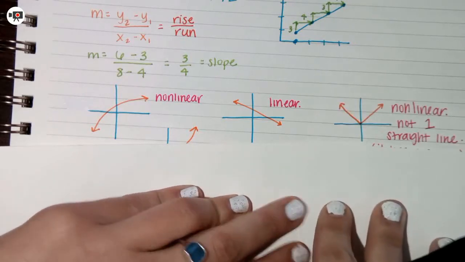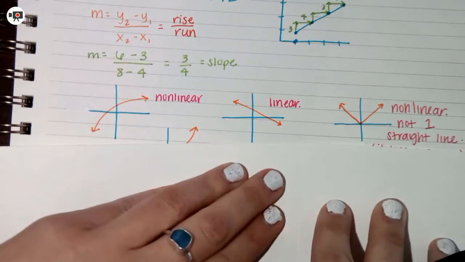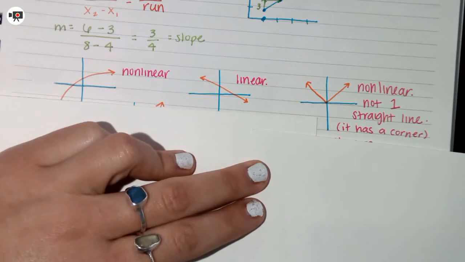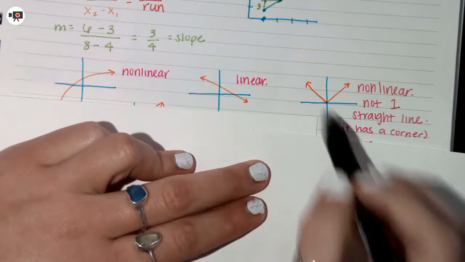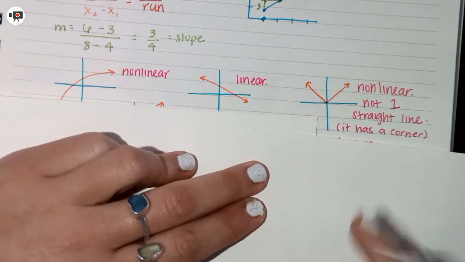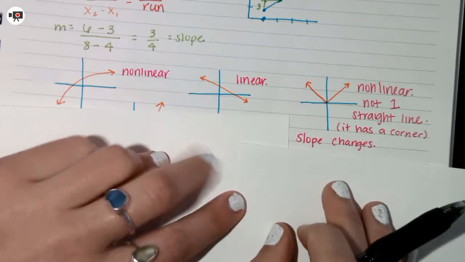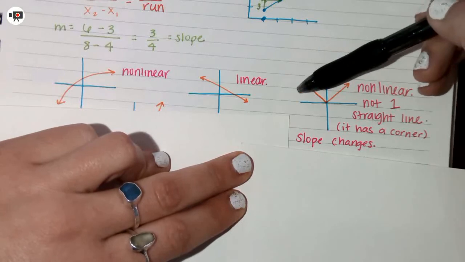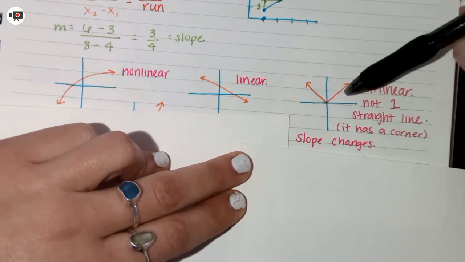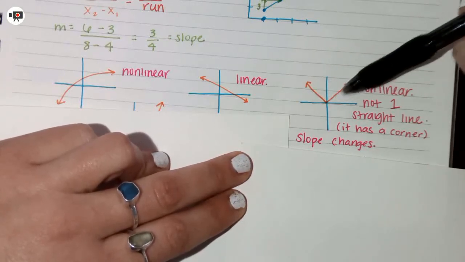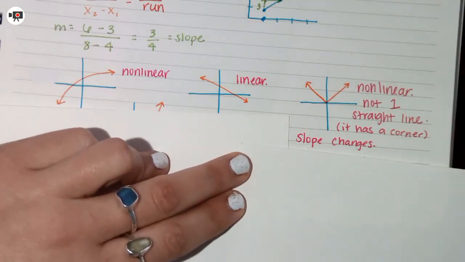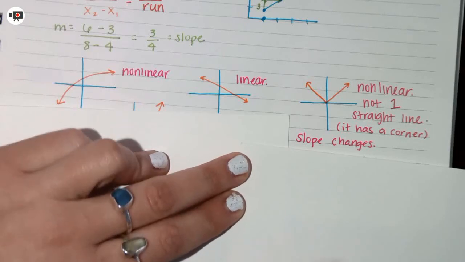Next we have this one. It looks like a V. This one is not linear. It is nonlinear because it is not one straight line. It has a corner right here. Also, its slope changes. Its slope here is negative because it points down and to the right. Here, my slope is positive. It goes up and to the right. So the slope changes. It's not one straight line. It is not linear.